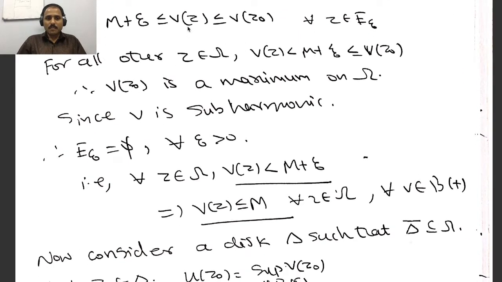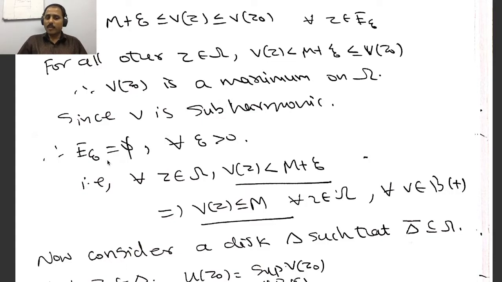So then what happens? M plus epsilon is less than or equal to Vz, less than or equal to Vz naught, for all z belongs to E epsilon. This is by definition of E epsilon, and this is because Vz naught is maximum. For all other z belongs to omega, we take a z belongs to omega, Vz is less than M plus epsilon, which is less than or equal to Vz naught from here. So therefore Vz naught is a maximum on omega also, not merely on E epsilon. So therefore, since V is subharmonic, this cannot happen because we cannot have a maximum inside omega.